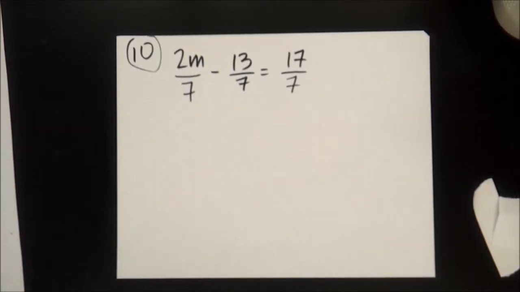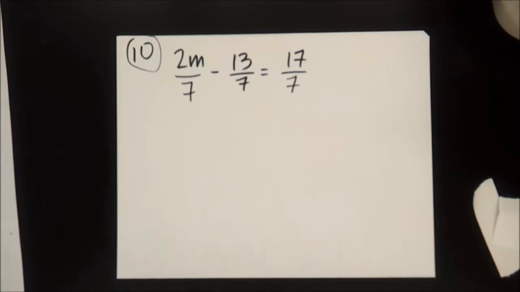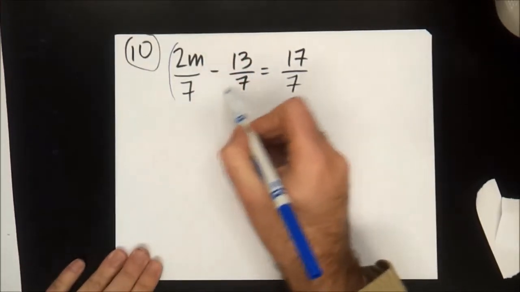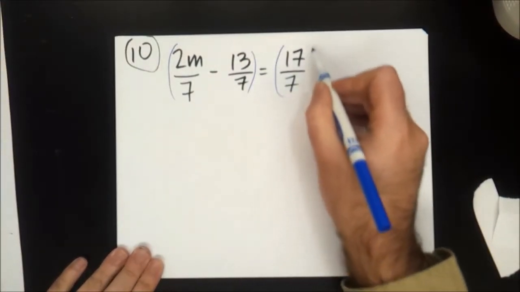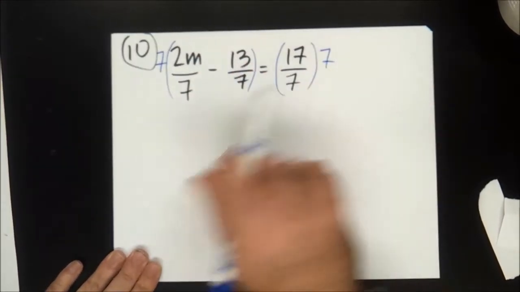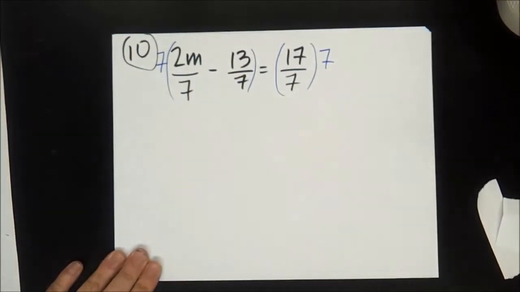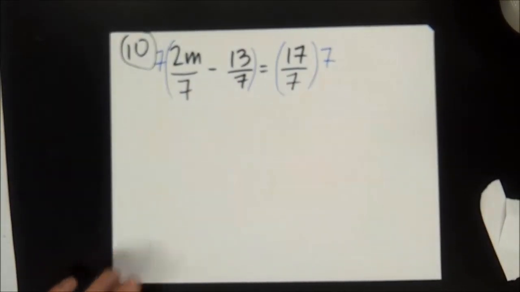What's the opposite of divide by 7? Multiply by 7. So to get rid of the denominators, you want to multiply both sides by 7. Again, why by 7? Because here you're dividing by 7, divide by 7, divide by 7. To get rid of the divide by 7, you do the opposite. You multiply everything by 7. And you can do that as long as you do the same thing to both sides.